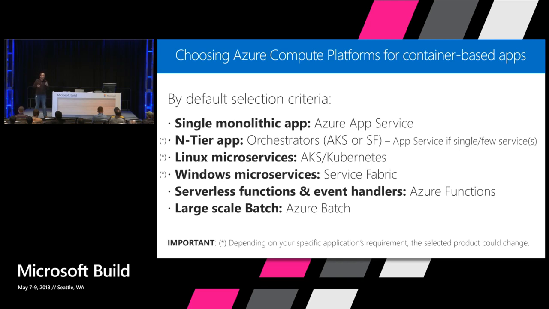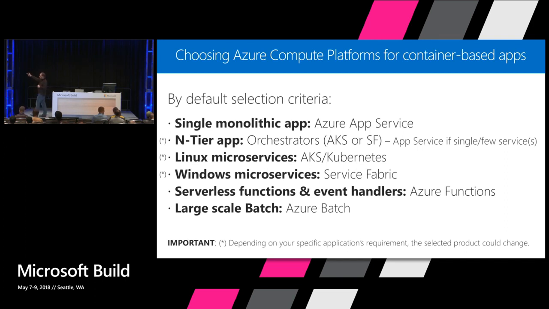If you have an n-tier application, where it's more about services, maybe WCF services, in this case, it depends. If you have coarse-grained services, like just a single backend, or maybe just very few services, I could still use app service. If it is more going to SOA or more fine-grained, more complex services, heading to microservices, I would then use an orchestrator, either AKS with Kubernetes or Service Fabric.